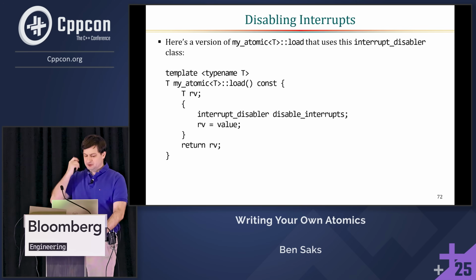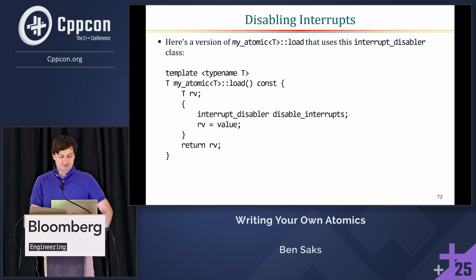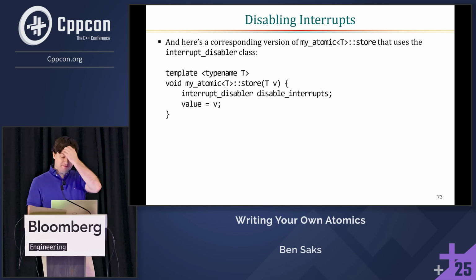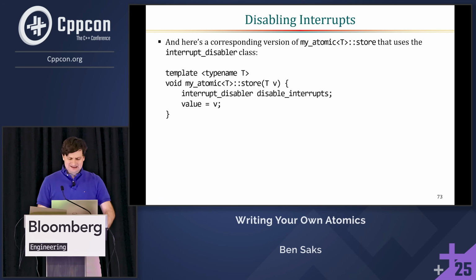All right, so here is a version of the myatomic load function that goes ahead and uses that interrupt disabler class to read out the value, and it's pretty straightforward. Really it's just reading out the underlying T value into RV so that it can then return it. The corresponding version of the store function similarly just disables interrupts, goes ahead and does the store.